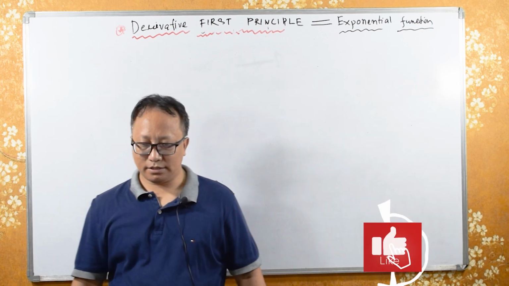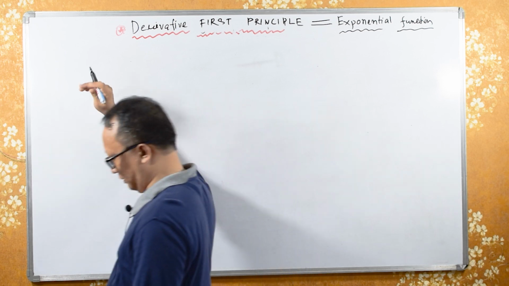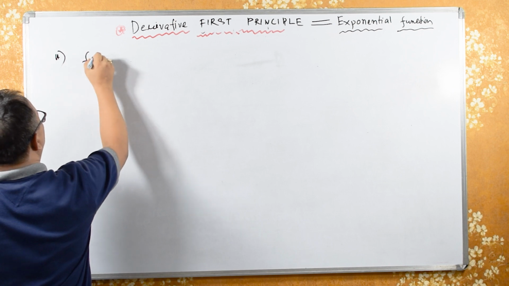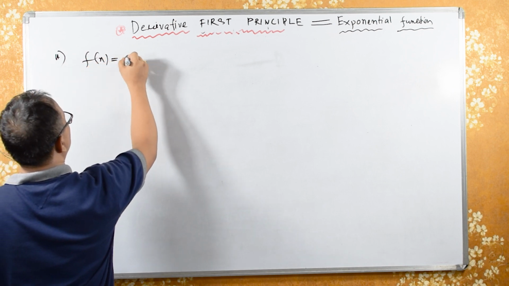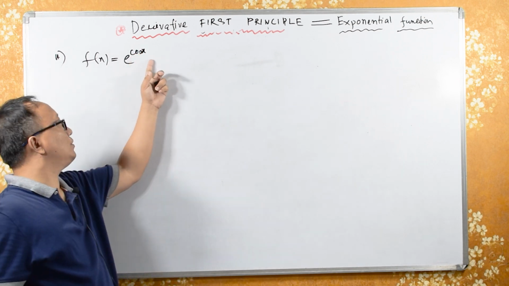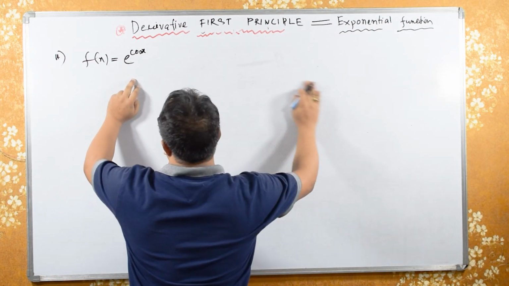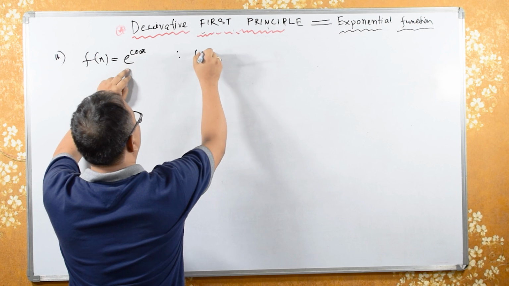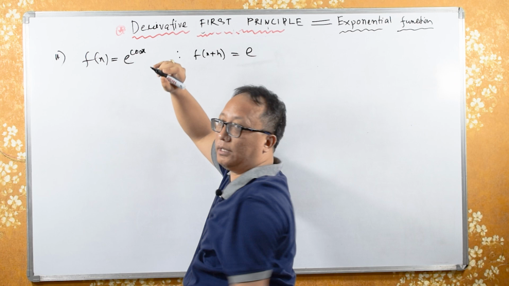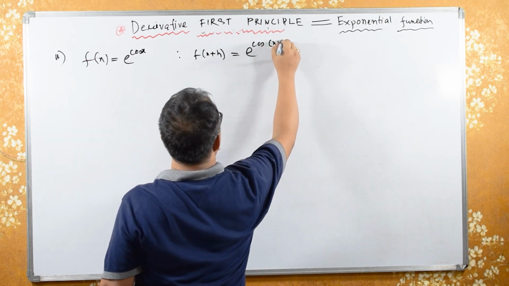Welcome to the section of this course. Let's take one more question. Question A: if f of x equals e raised to cos x, an exponential function raised to a trigonometric function. Since f of x is this, f of x plus h is e raised to cos of x plus h.